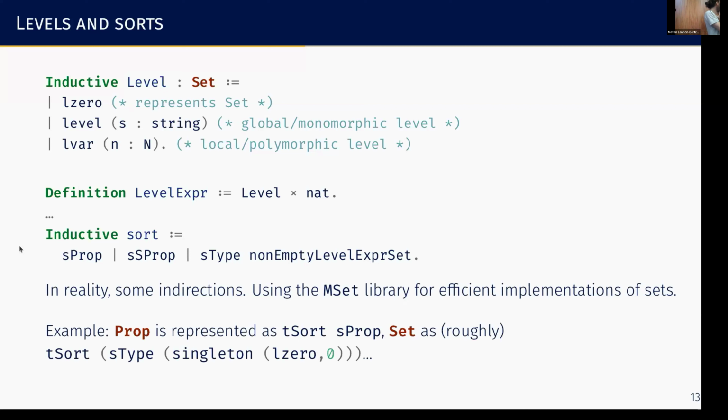And so again, you're probably not going to have to play with that too much. You can get away with quoting and unquoting to propagate things around, but not write them down yourself. But for instance, Prop would be represented as this thing, and Set would be something like this: the Type with a singleton with just the level 0.